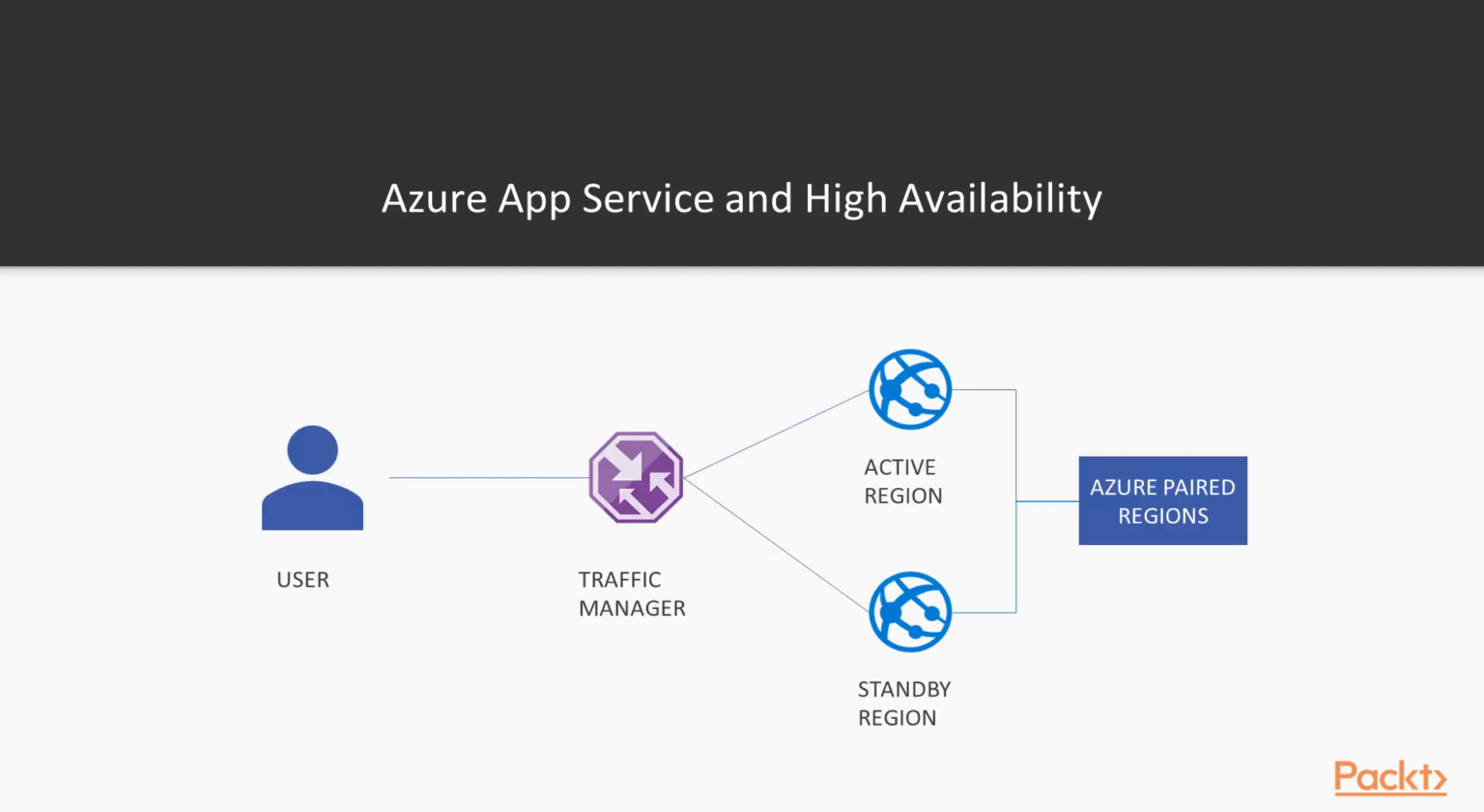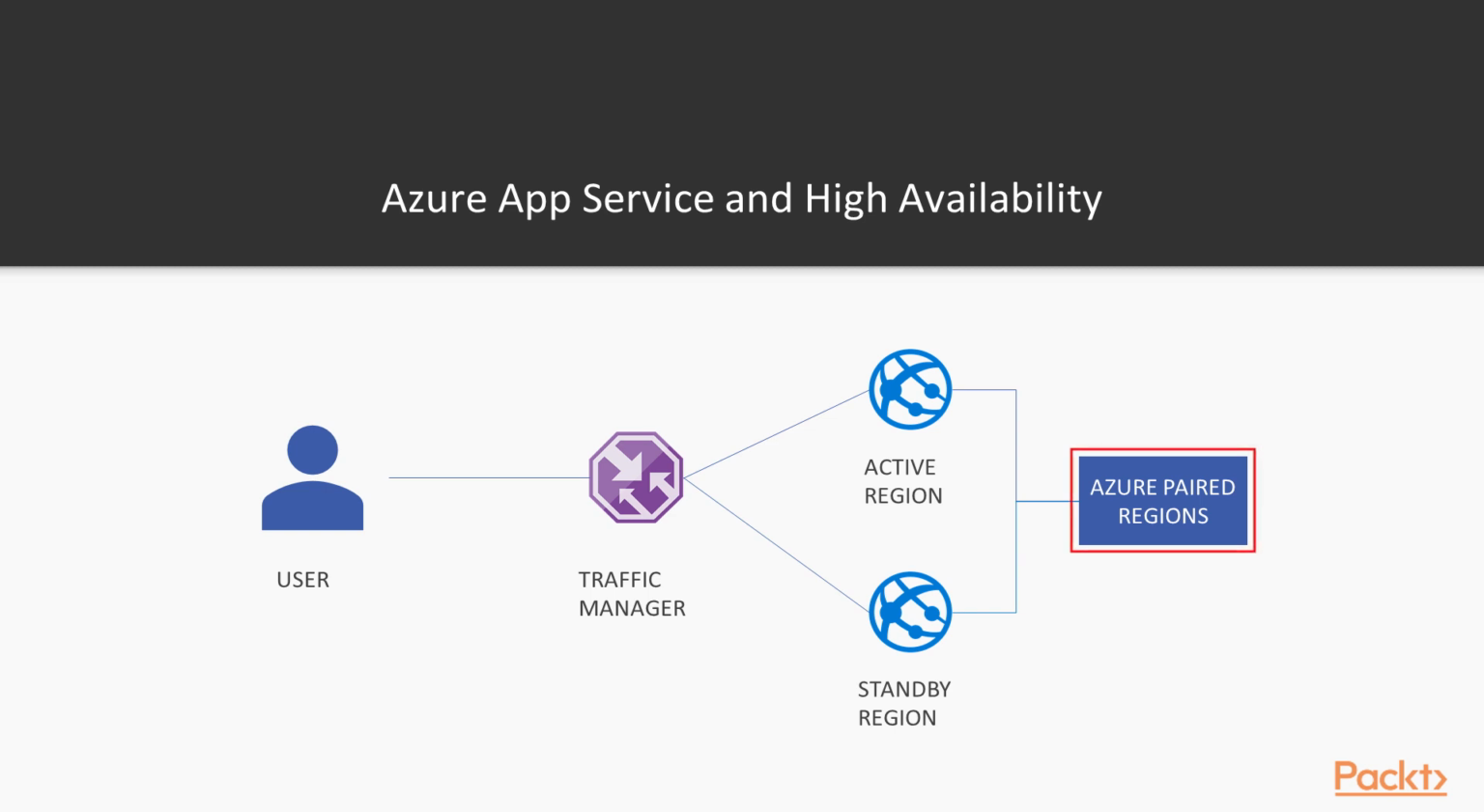Given that we run our application in Azure App Service, the question is, how can we make them highly available? To make the application highly available, we will deploy the artifacts of the application to two separate Azure data centers belonging to Azure Paired Regions.